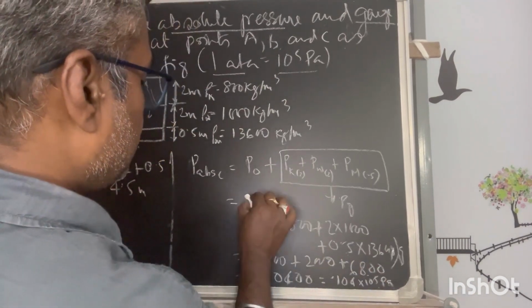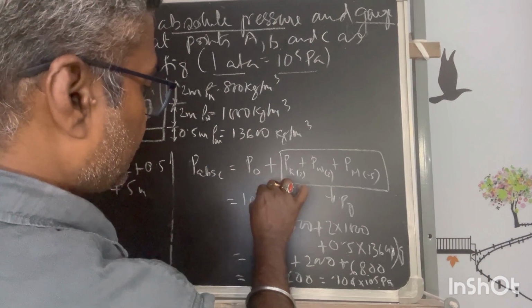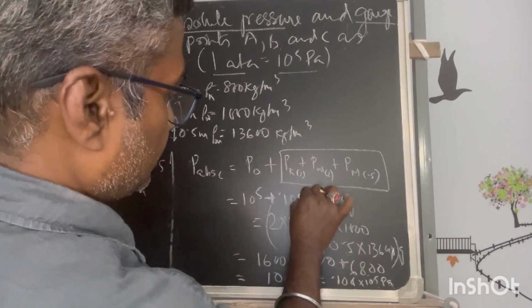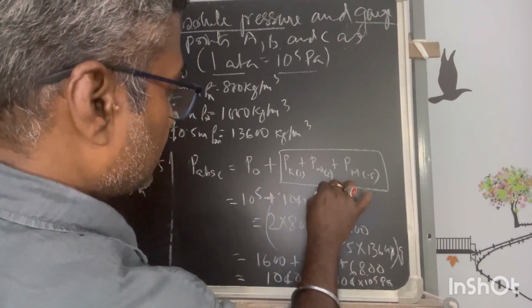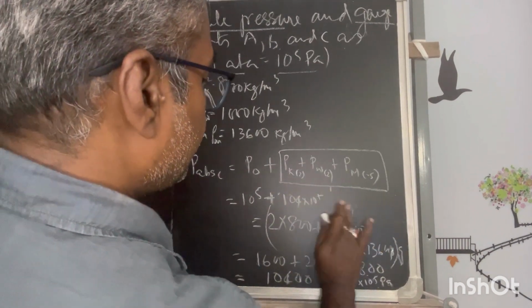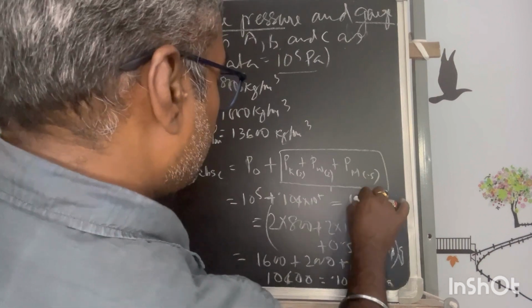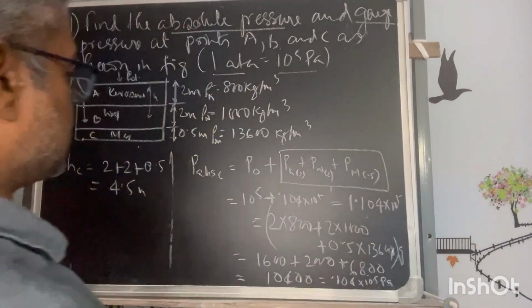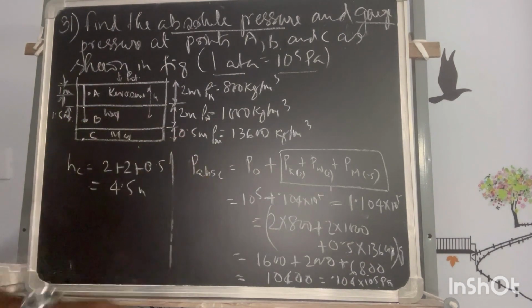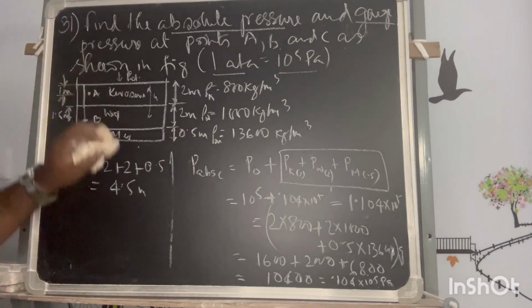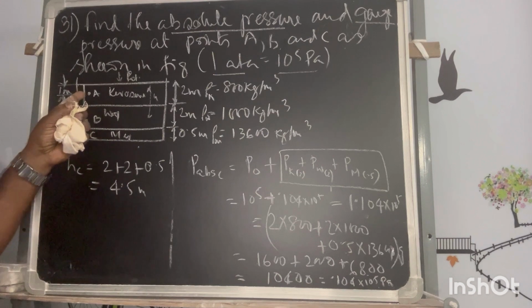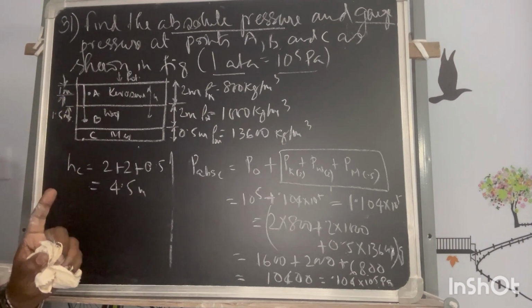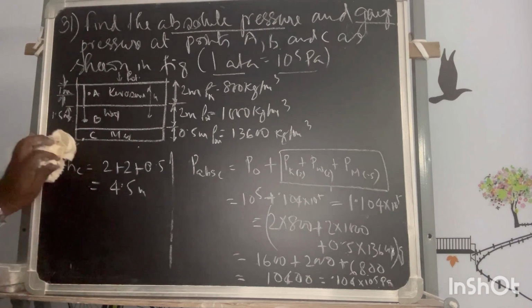Now the atmospheric pressure is 10 to the power 5 plus 0.104 into 10 to the power 5. So altogether it is equal to 1.104 into 10 to the power 5 Pascal. So these are the three different parts of this sum where consecutively I have got the gauge pressure and the absolute pressure. Understood? Okay, fine.